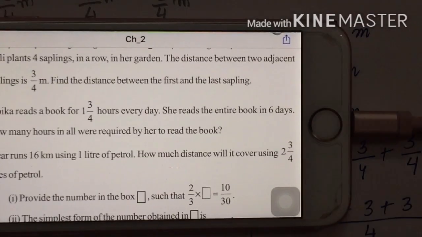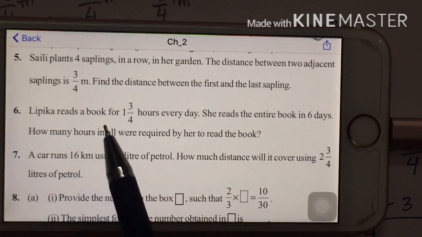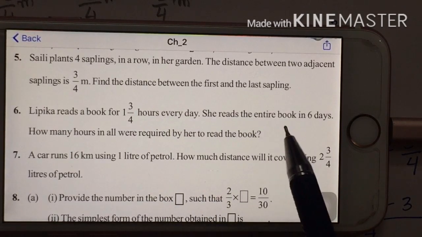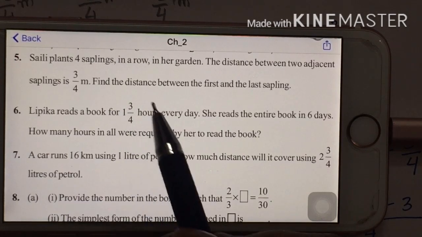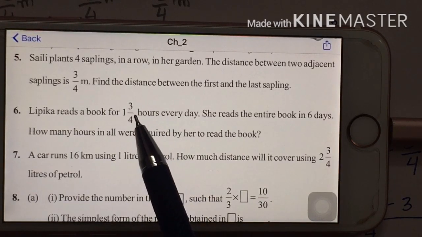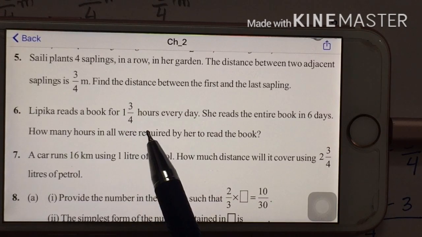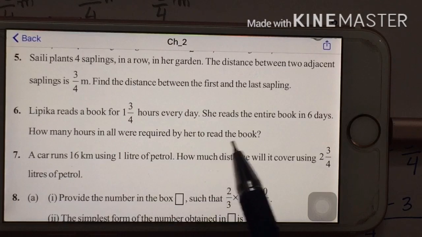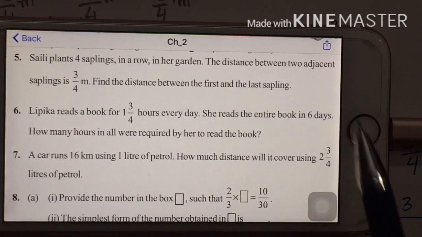Question number 6. Lipika reads a book for 1 and 3/4 hours every day. She reads the entire book in 6 days. So every day she is reading for this time. The time for which she is reading the book for 1 day is 1 and 3/4 hours. How many hours in all were required by her to read the book? So for 1 day the time is this. You have to find the time for 6 days.